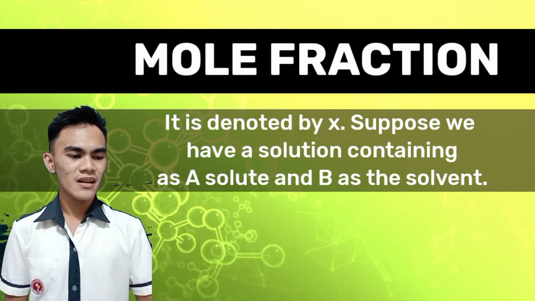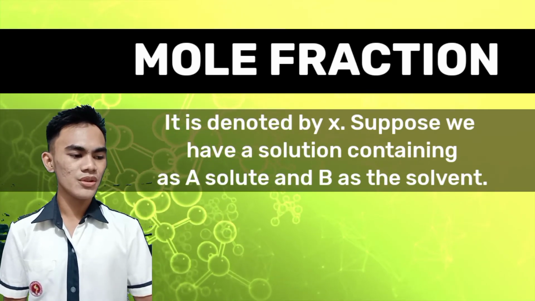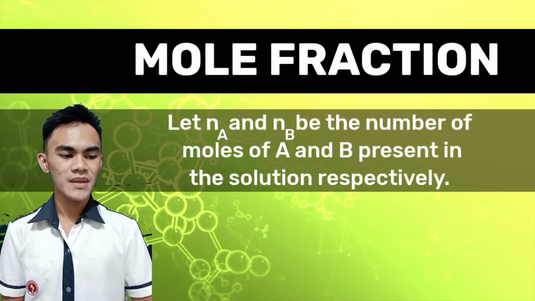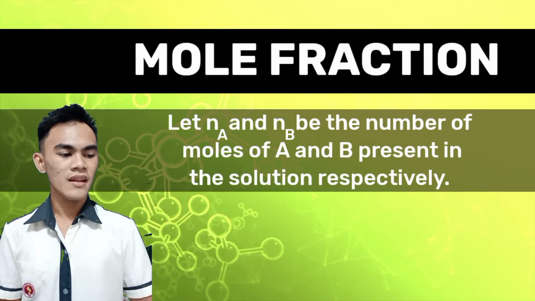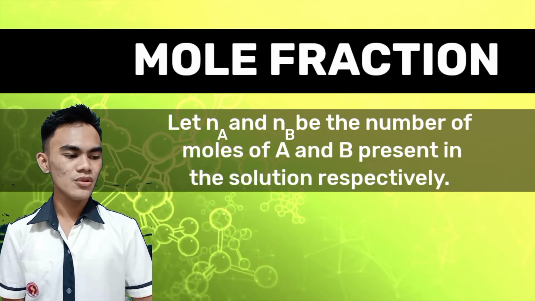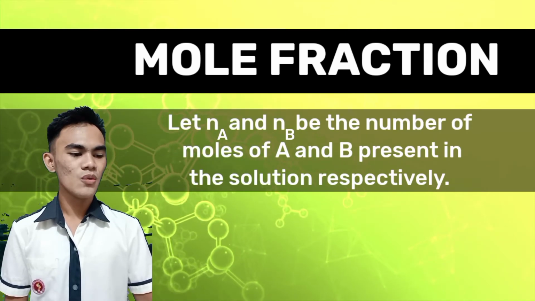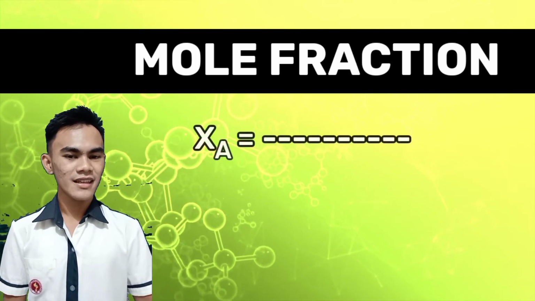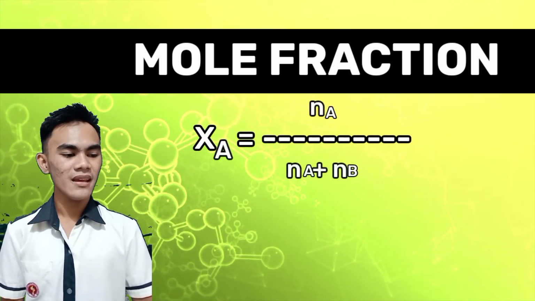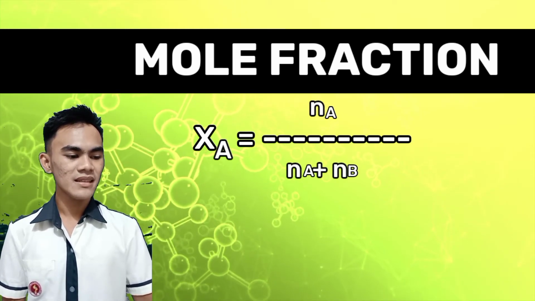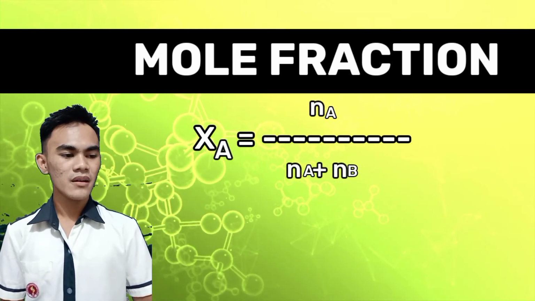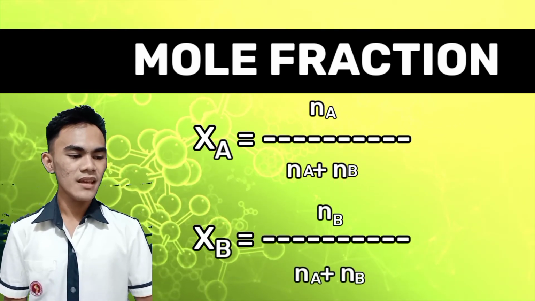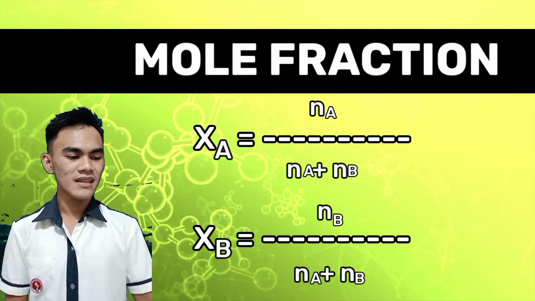Suppose we have a solution containing A as the solute and B as the solvent. Let Na and Nb be the number of moles of A and B present in the solution respectively. So the mole fractions of A and B are given as XA is equal to Na divided by Na plus Nb, and the mole fraction XB is equal to Nb divided by Na plus Nb.